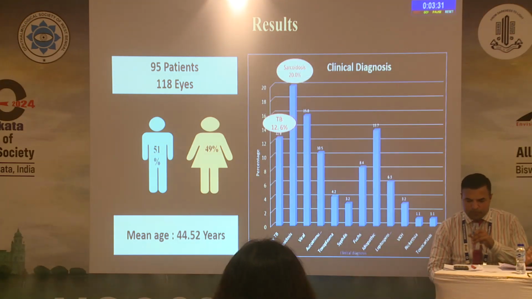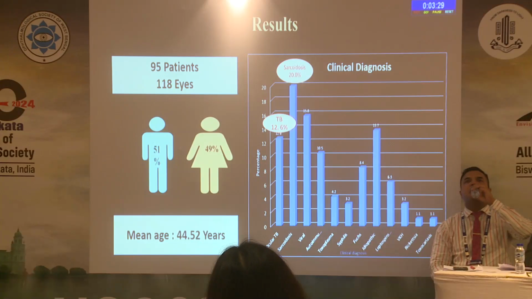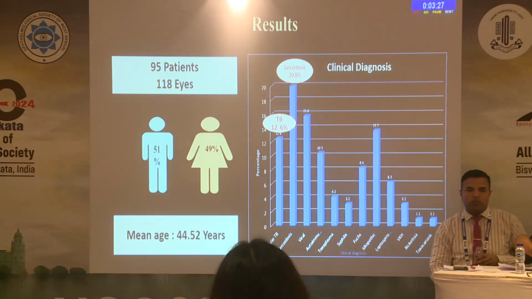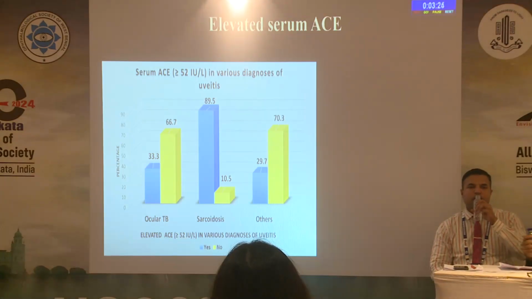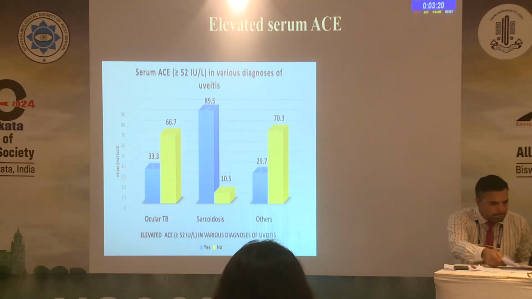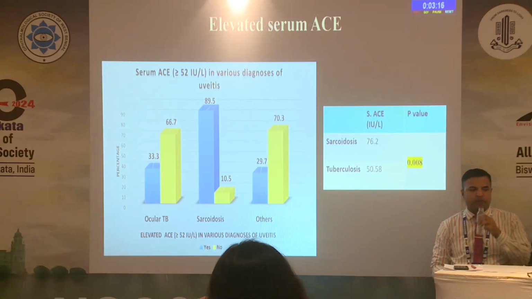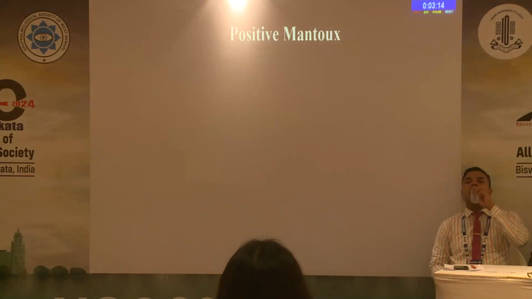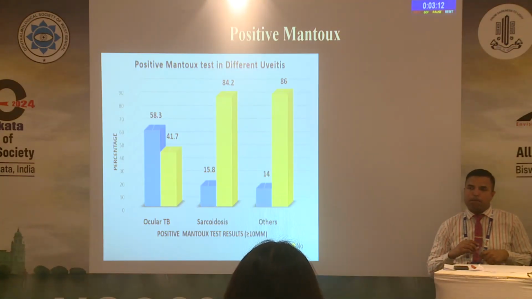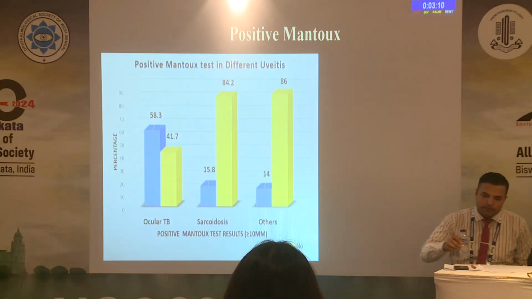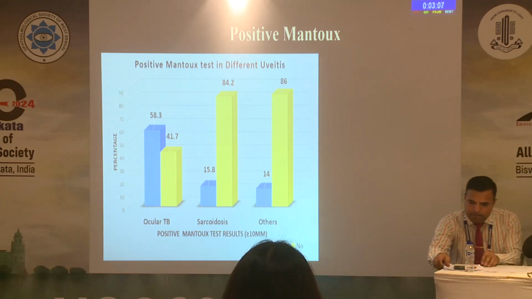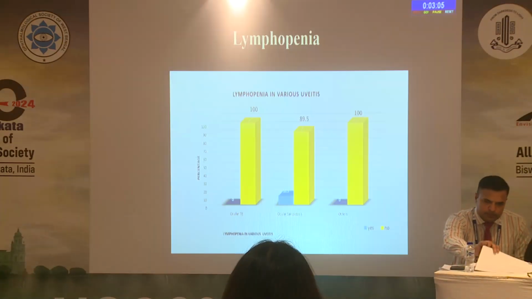Ocular TB was seen in 12% of the study population, and sarcoidosis was seen in 20%. ACE was elevated in 89% of the sarcoid group and only in 33% of the TB group. The mean value was 76.2, which was statistically significant compared to that of TB. MAN2 was positive in 58% of the TB group and only in 15% of the sarcoid group. This was also statistically significant.